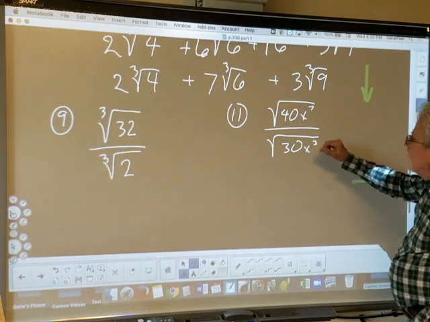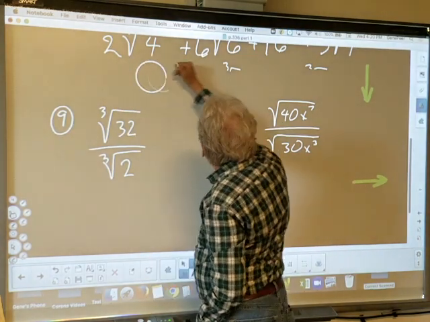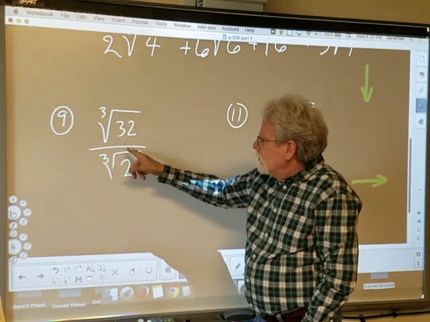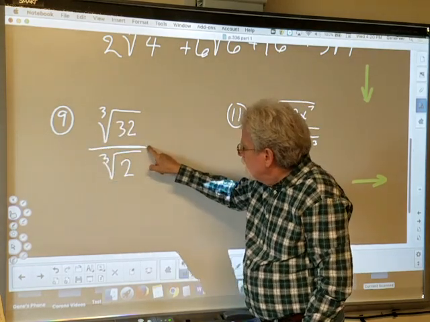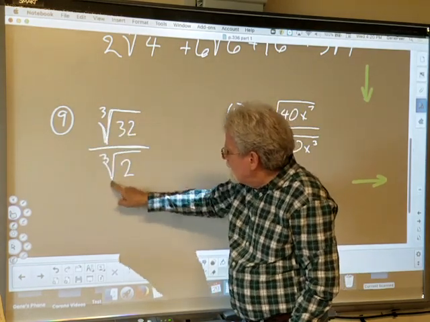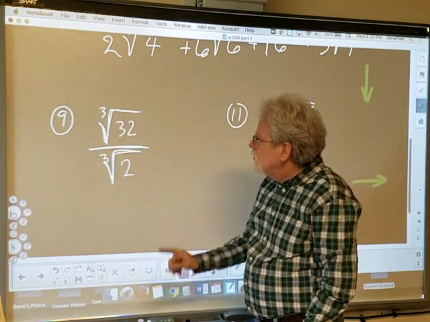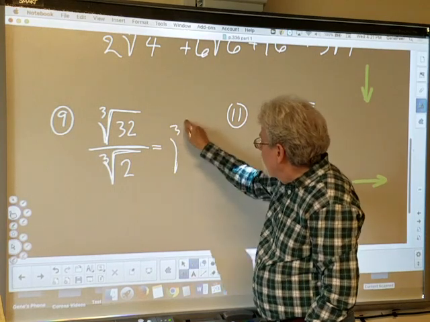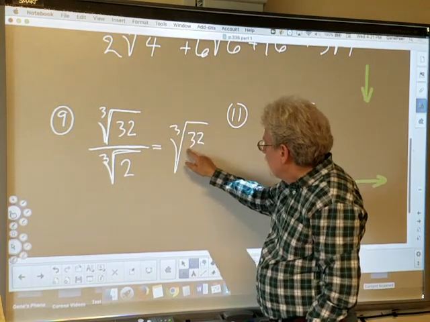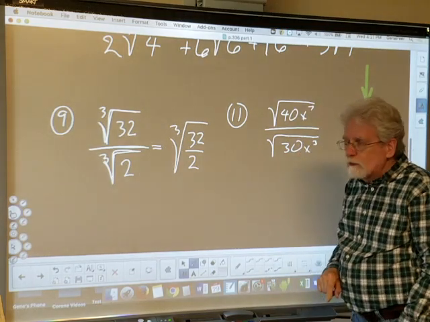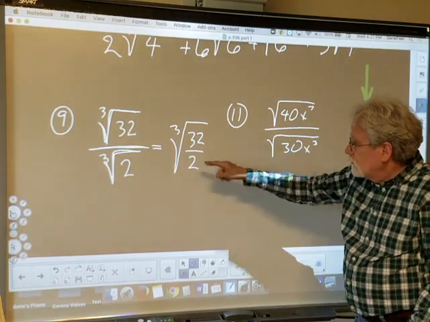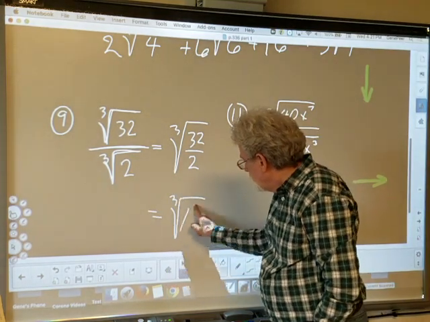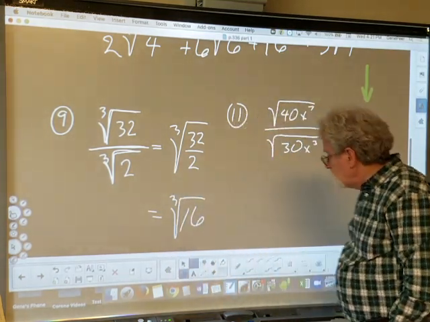Also not on the assignment, numbers 9 and 11. Let's take a look at those quickly. Can we do any of these quickly? I don't know. Remember, when you have division, and both of these are under the same radical, cubed root, you can either in your head or on paper combine them into a single radical. Why would we want to do that? Well, because 32 over 2 becomes 16. We've got cubed root of 16. Still needs to be simplified, though.